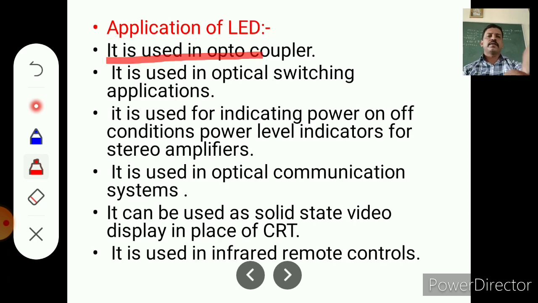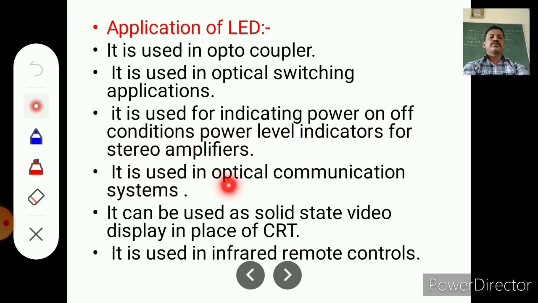Application of LED. It is used for optocoupler. An optocoupler is a device in which we use an LED. It is also used in optical switching applications. It is used for indicating power on-off condition, and as power level indicators for stereo amplifiers. So in stereo amplifiers the LEDs are used.